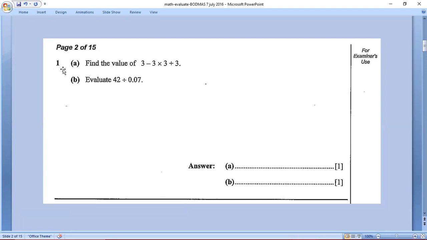Question number 1A says, find the value of 3 minus 3 times 3 plus 3. Okay, so they are all threes, but the operation signs are different. We have a minus, multiplication, and addition. So this question tests you on your understanding of BODMAS. What's the order of operation? Should you start by subtracting or adding or multiplying, or just take them in the order that they are, with the subtraction, the multiplication, then addition? What should we do?